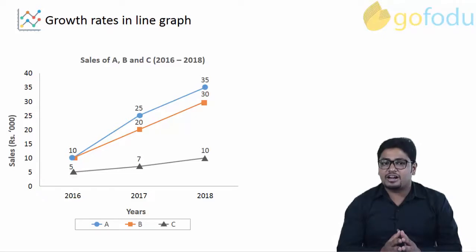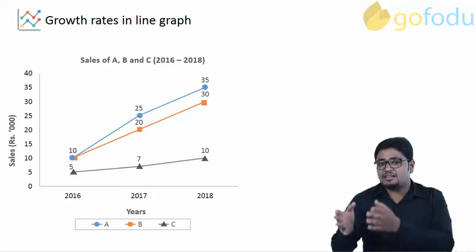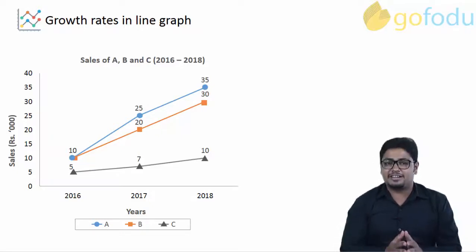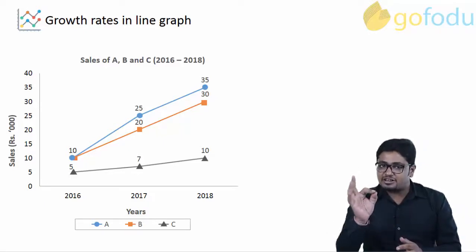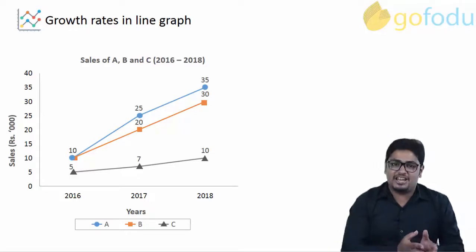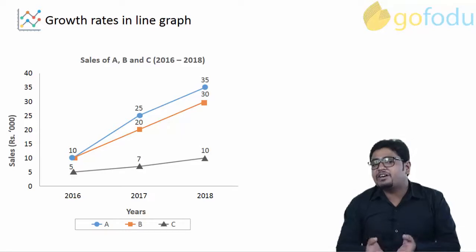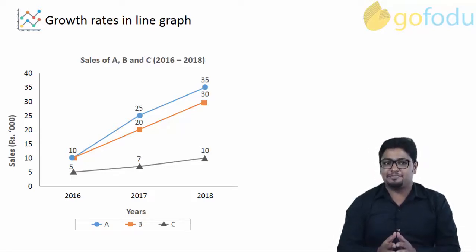The Y-axis of the given graph represents sales of 3 companies A, B and C from the year 2016 to 2018. Years are represented on the X-axis. The blue line with circles represents sales for company A. Orange with squares represents B and grey with triangles represents C.